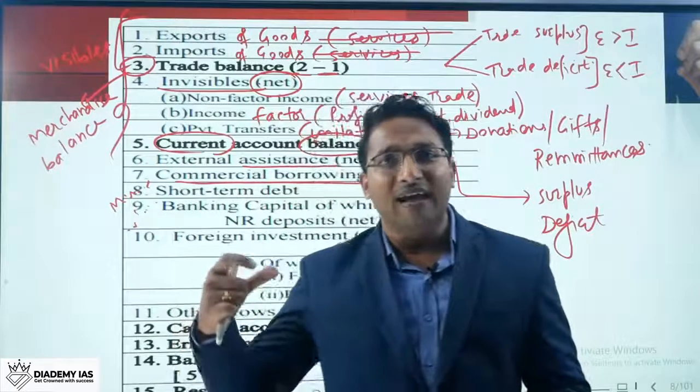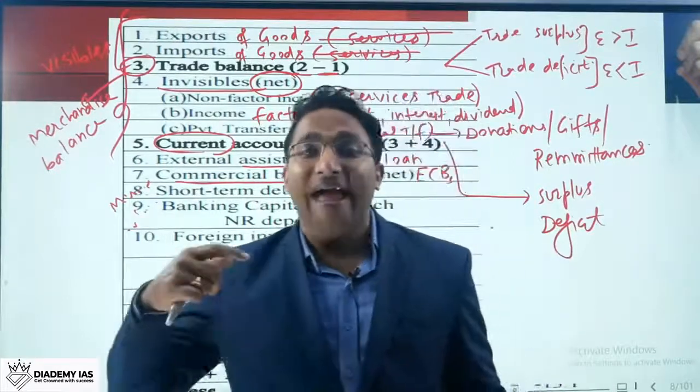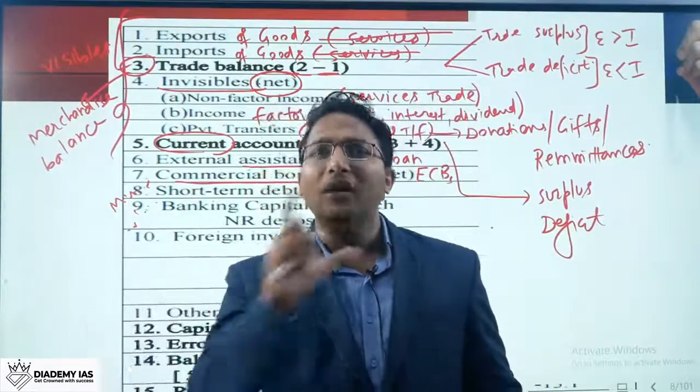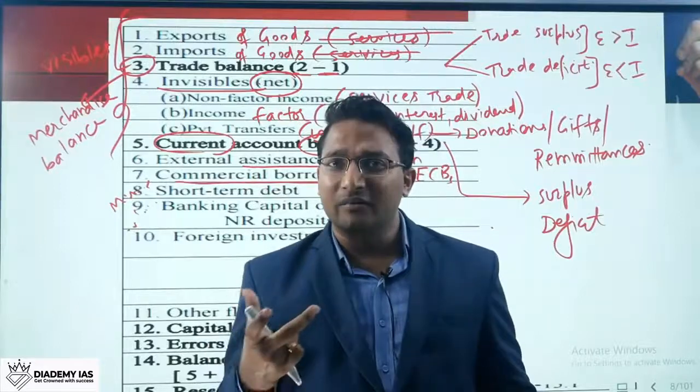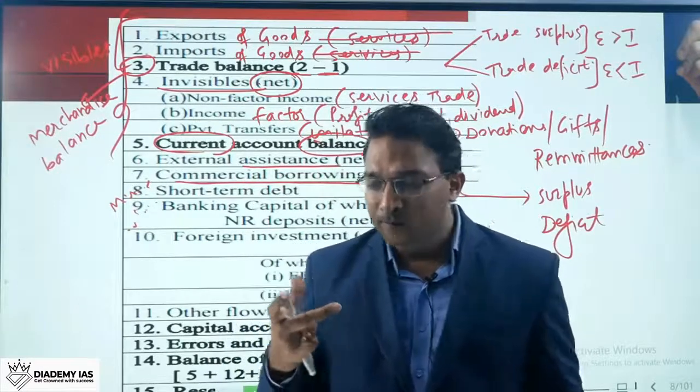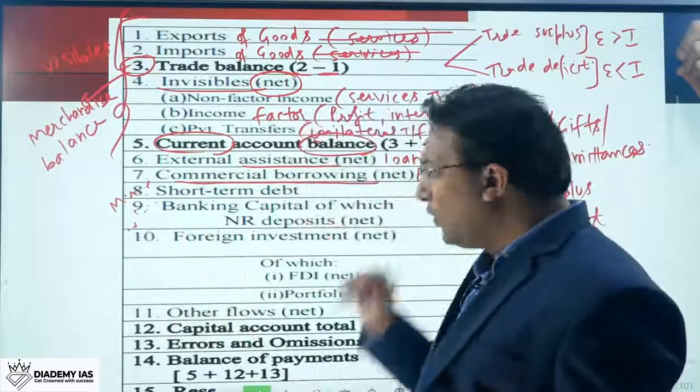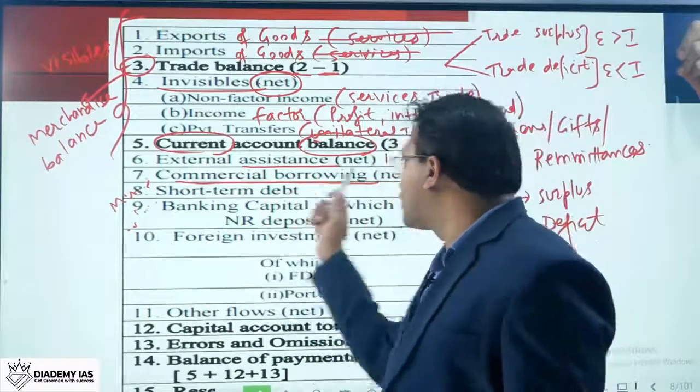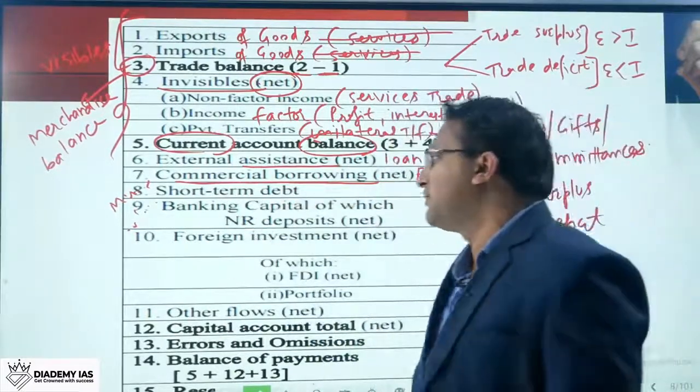So we will take any loan into the category of external commercial borrowing only and only when it is given by a non-resident person, right? So external commercial borrowing, this is item number 7.